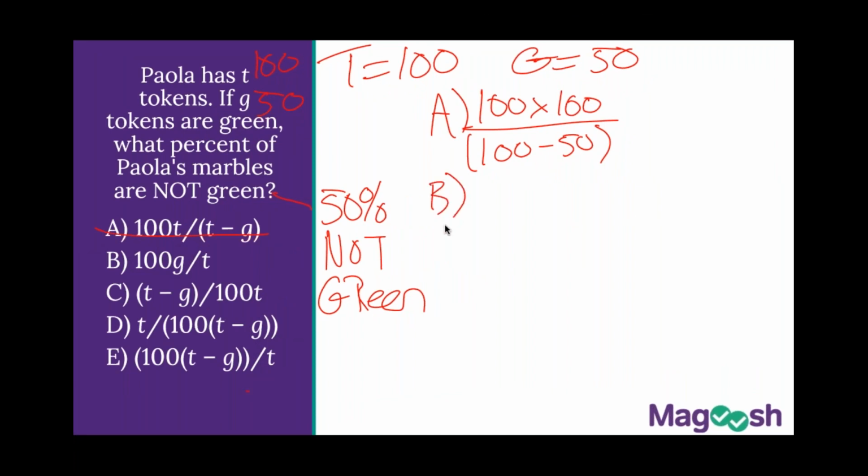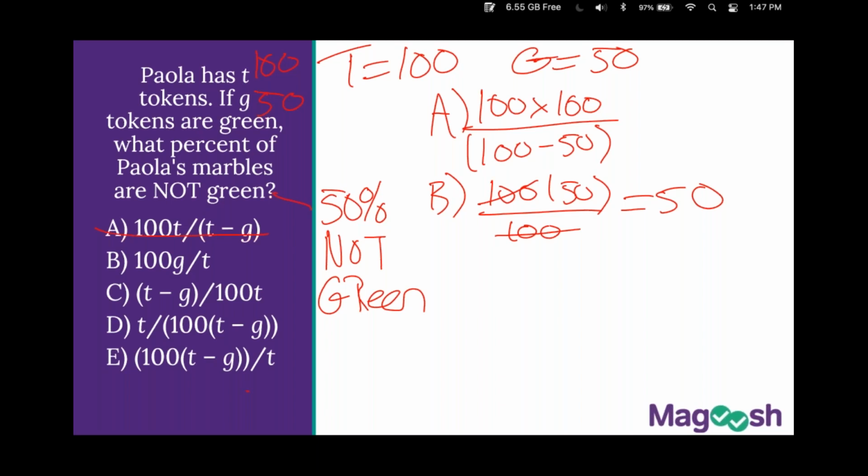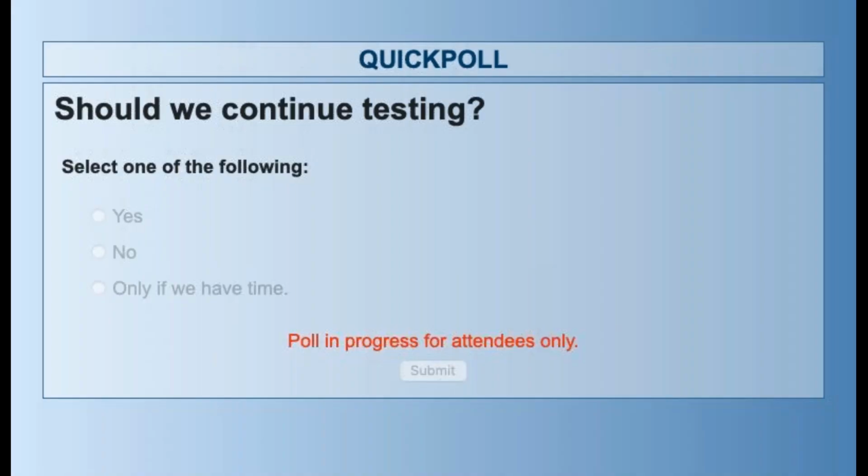Okay, let's test answer choice B now. So if we do that, we have 100 times 50 over 100. Now this one looks a little more interesting because we can slash these hundreds here, and that leaves us with 50. And so answer choice B works. And so my question now for the class is, should we continue to test at this point? So we've shown answer choice B works. Should we continue to test?